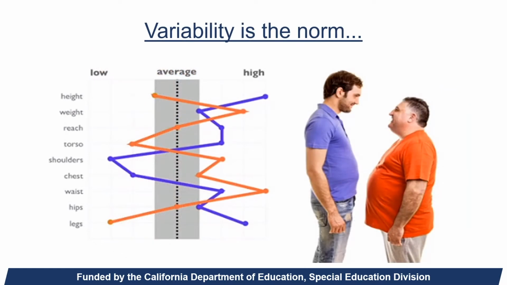Let's talk a little bit more about learner variability. When looking at the image on the screen, there are two men with very different body compositions. It's easy to predict and to say that variability is the norm when we're talking about body composition. Every human has extreme differences in height, weight, reach, torso, shoulders, chest, waist, hips, legs. So it's pretty predictable. We know humans have very different body compositions.